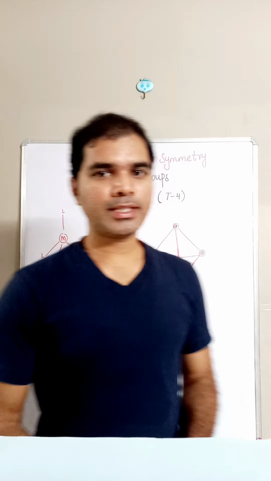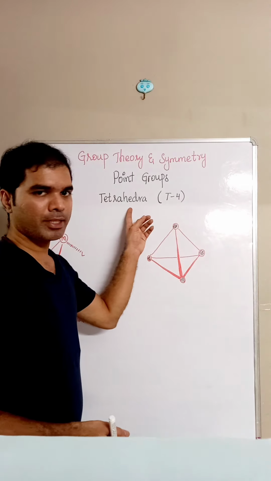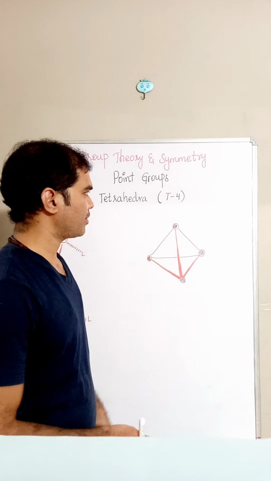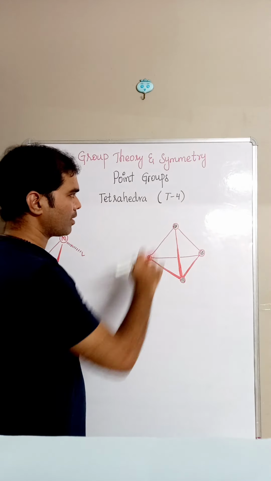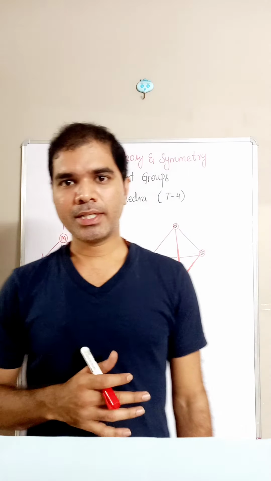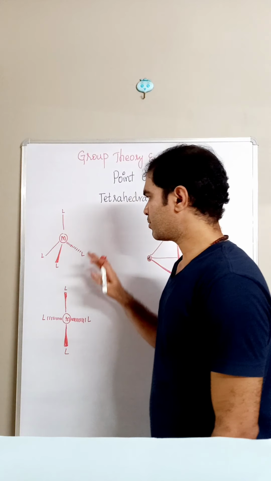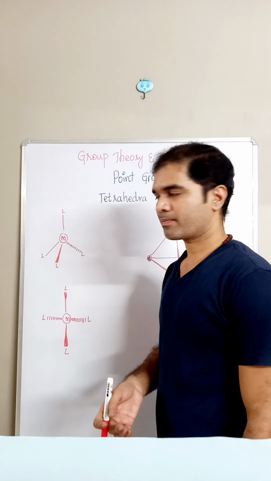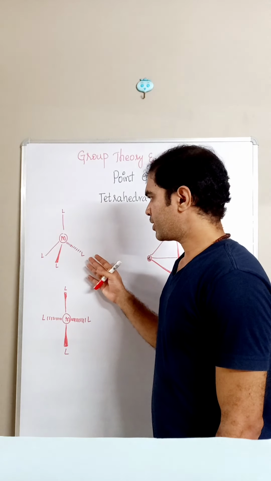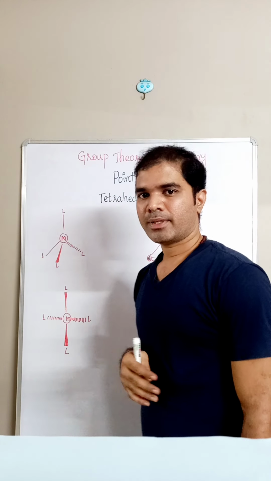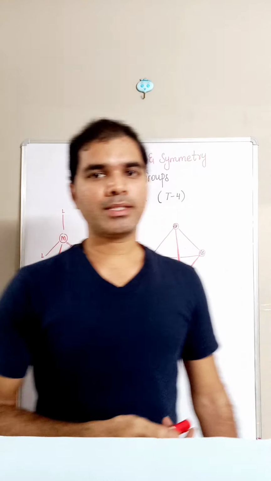Hello everyone. In this lecture, I will discuss the symmetry elements and the point group for a tetrahedral geometry. It is abbreviated as Td and it is also considered a special geometry because it comes under molecules with special symmetry. Why is it so special? Since we have multiple higher order rotational axes in this molecule.